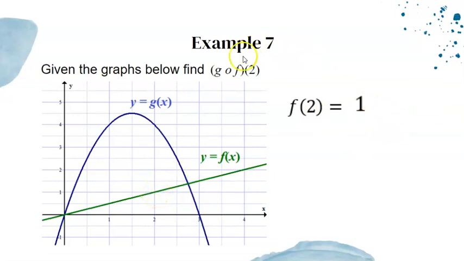Now I'm going to take that answer and plug it into g. So I'm trying to find g of 1. So I look at the blue equation or the blue graph, and I look for the point with an x value of 1. So it's right here. And now the y value is 4. So g of 1 is 4, and that is my final answer. 4 is my final answer. And that concludes this lesson.